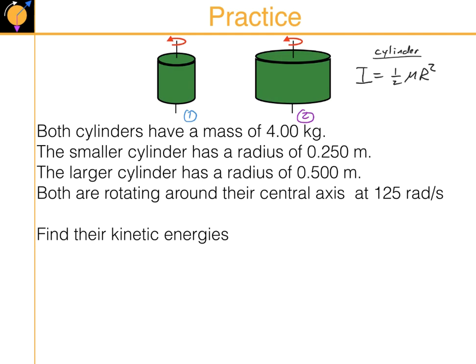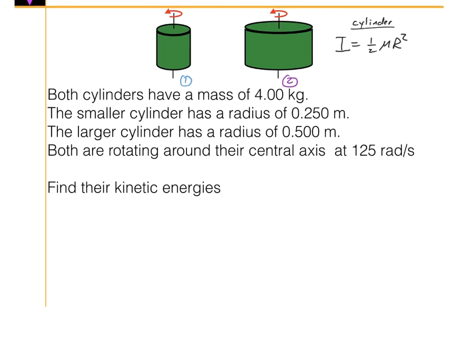They both have a mass of 4 kilograms. The smaller cylinder has a radius of 25 centimeters, and the larger cylinder has a radius of 50 centimeters. So let's write down everything we know here.